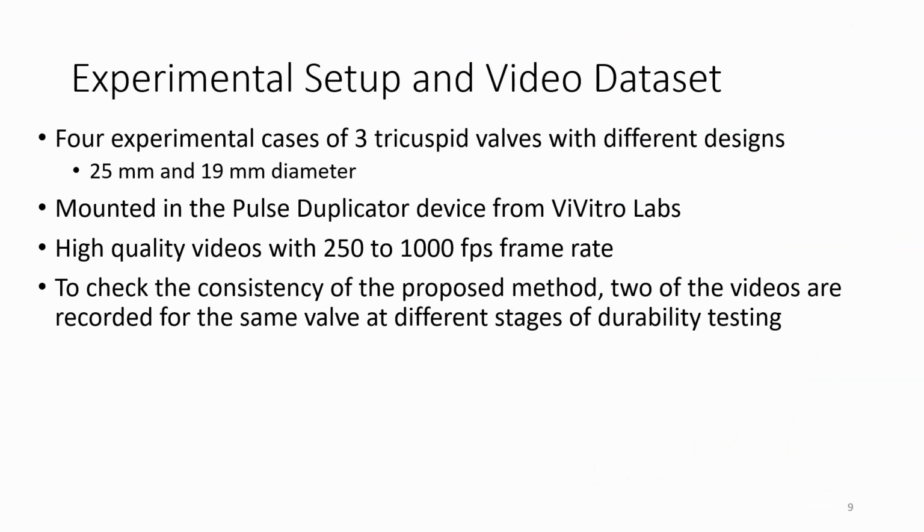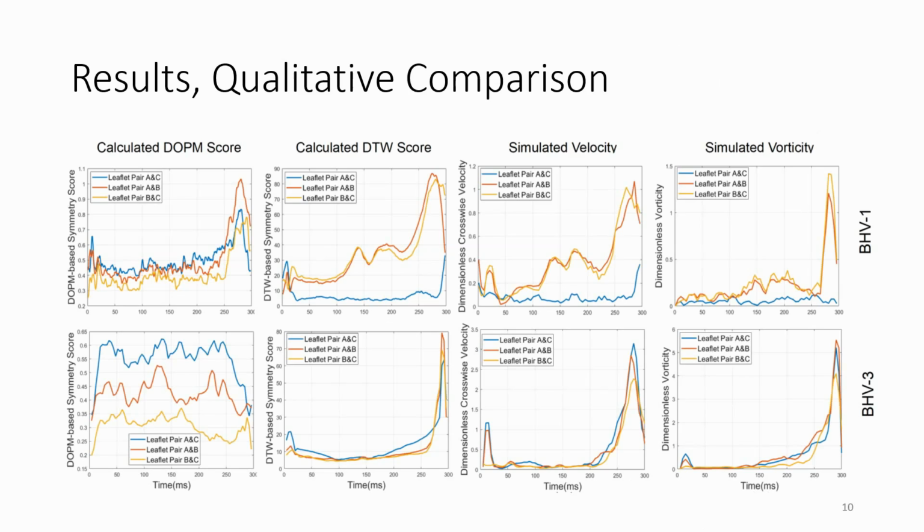And for our dataset, we have 3 tricuspid valves with different designs mounted in the pulse applicator device, and 4 high-quality videos, 2 of them recorded for the same valve at different stages of durability testing. We qualitatively compare the calculated symmetry scores and simulated velocity and vorticity parameter profiles.